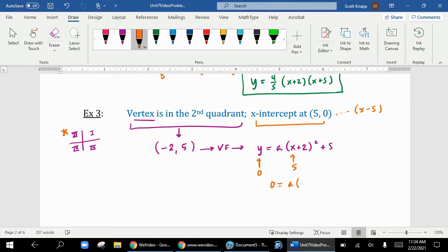a needs to be. So it looks like it would be 0 equals a times 7 squared plus 5. Negative 5 is 49a, and because of the vertex I chose, it turns out that a is kind of this funny looking number, but it's the one that works based on the vertex that I chose for the first part of this. So a is negative 5 over 49, and so my final answer, y equals negative 5 over 49 times x plus 2 squared plus 5.